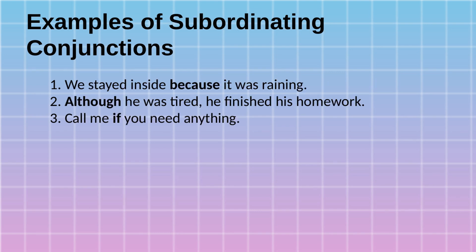Next, here are some examples of subordinating conjunctions. 1. We stayed inside because it was raining. 2. Although he was tired, he finished his homework. 3. Call me if you need anything. Subordinating conjunctions connect a dependent clause to an independent clause, adding more detail to the sentence.